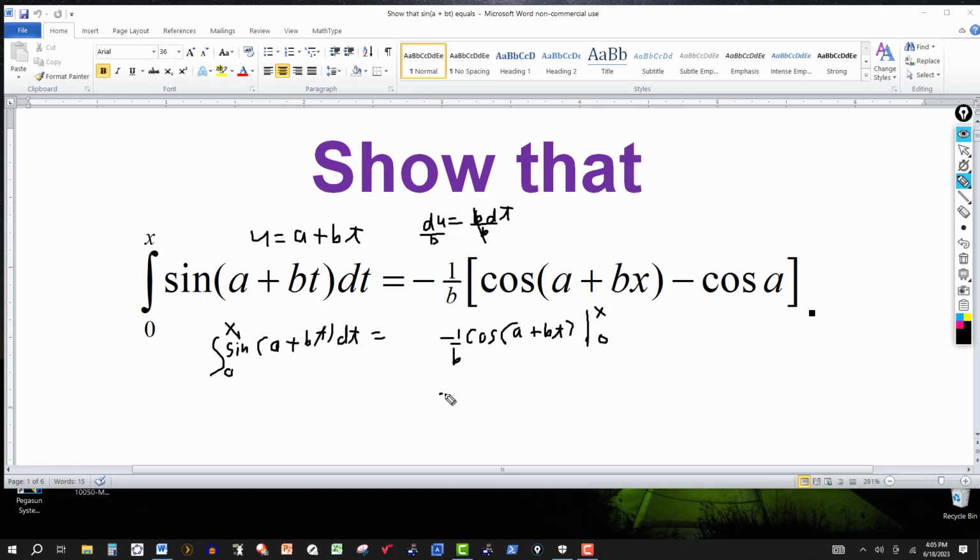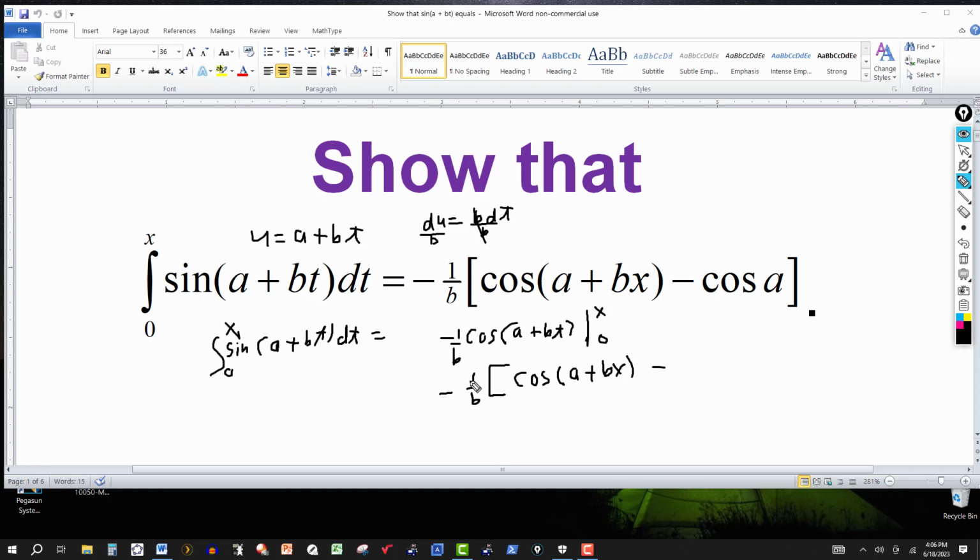And then I'm just going to factor out the minus 1 over b. So it looks like the given answer there. And I'll put brackets here. And then evaluate at the upper limit, put x where the t is. I get cosine of a plus bx. And then subtraction here. And then evaluate at the lower limit here. Put a 0 where the t is, and just get cosine of a.